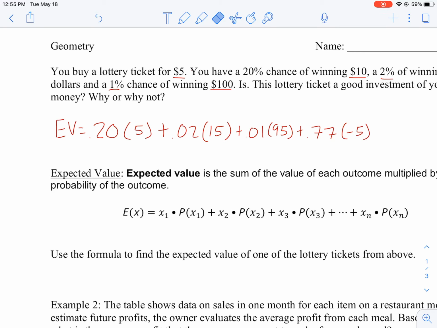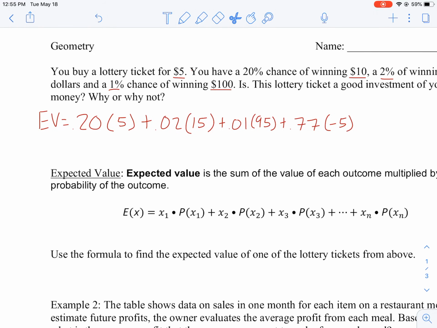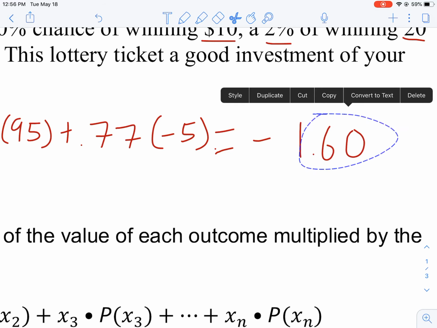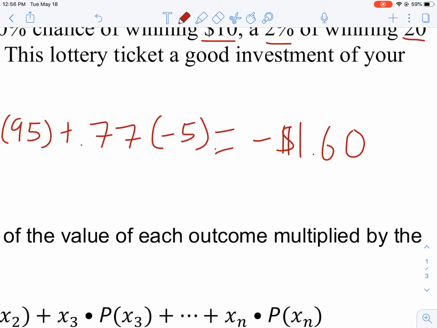And what we wanna do is we want to take this and type this whole thing into our calculator. Now I know this is big and it's long, but that doesn't really matter. It shouldn't take you more than like 30 seconds to type this in, okay? And when you do that, you should get negative $1.6. So how can we interpret that? Well, this is saying that on average, you're losing $1.60 per lottery ticket.